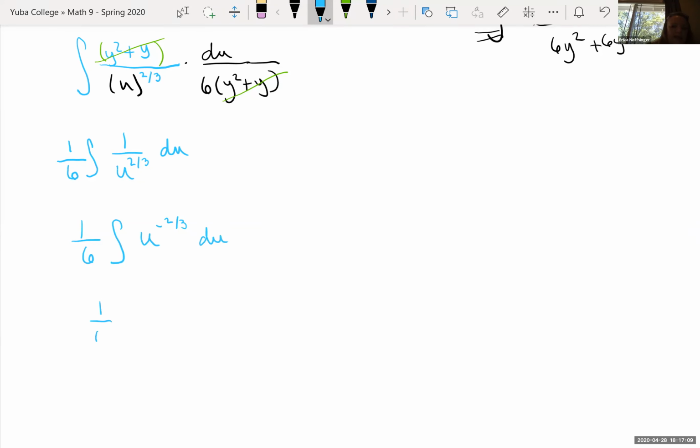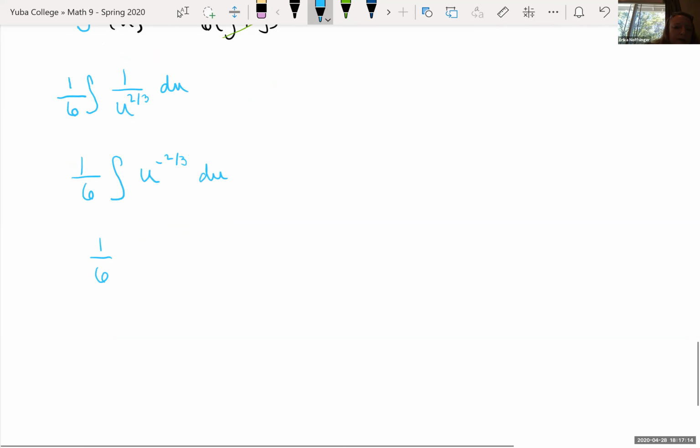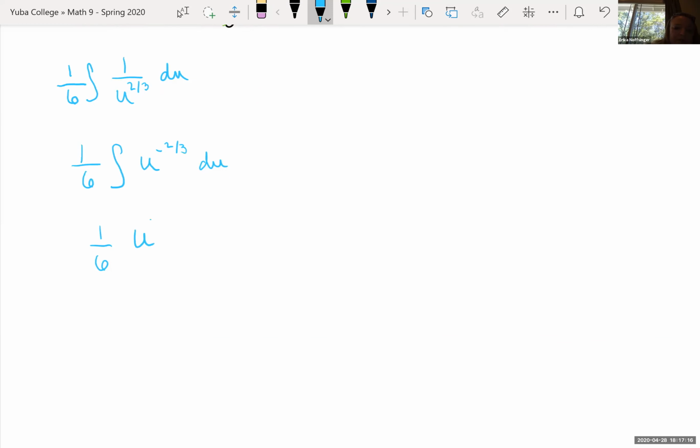And so now we can use the rule to take the antiderivative. And so if we add 1, so u to the negative 2/3 plus 1, I'm going to add that 1 as 3/3, all divided by our new power, which is negative 2/3 plus 3/3. So negative 2/3 plus 3/3 is 1/3. And then I need to add on my c. So we have 1/6 times the reciprocal of 1/3, which is 3/1.